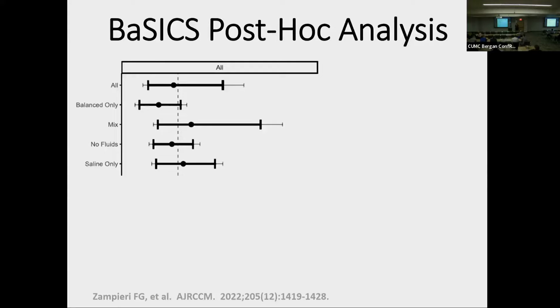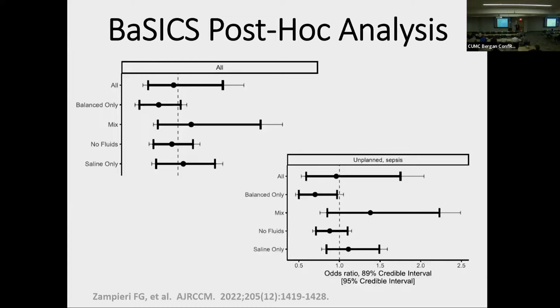And then depending on what you got before you came to the ICU, they compared balanced versus saline. So if you look at balanced only, if you got balanced fluids only before you got to the ICU, you see a difference between balanced and saline. And they said, we're going to look at this in sepsis patients, unplanned. This was post-hoc. They didn't plan this on the front end. And you can see the effect is slightly exaggerated in sepsis patients, suggesting that balanced fluids are important in this patient population on the front end, probably when you're given that 30 mils per kilo of crystalloid.